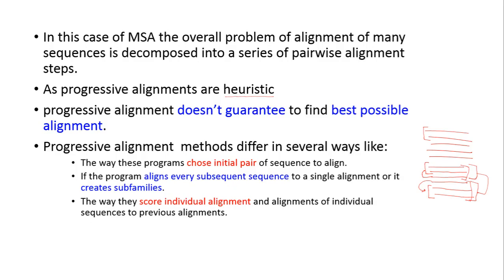Another way is that these progressive alignment methods differ in the way they score individual alignments, or the alignment of an individual sequence to a previous alignment. So the scoring criteria can also be somehow different. So these are the ways one can distinguish these methodologies.